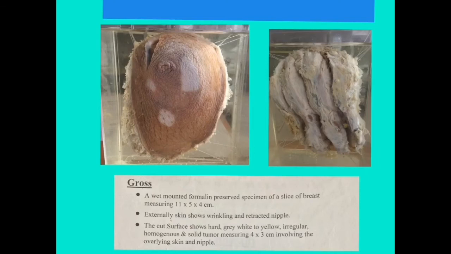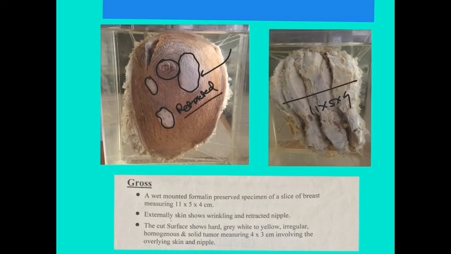Here you can see a formalin preserved, wet mounted specimen of the breast measuring around 11 into 5 into 4 centimeter, and the skin is measuring around 11 into 4 centimeter. The patches mean that the breast cancer has involved this area under the skin, and the nipple is retracted. This word, nipple retracted, is very important when you are describing this specimen.